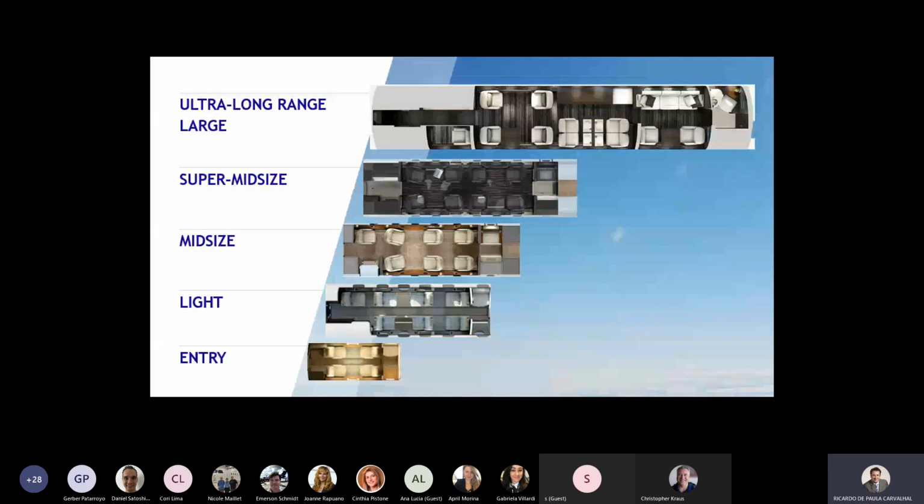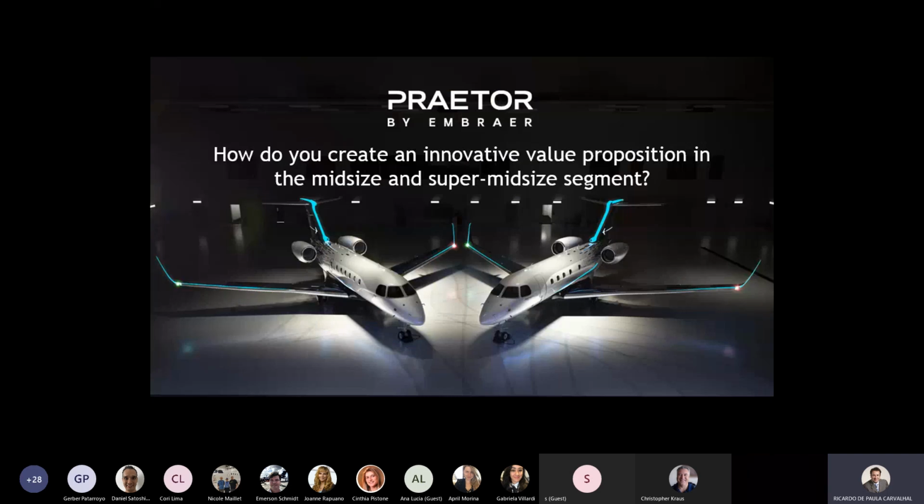presented. So all of that to say that the Phenoms belong to the light and entry level categories. And today we're talking about the Praetors, which belong to the mid-size and super mid-size categories. So let's go to the details here. So starting with a big question.